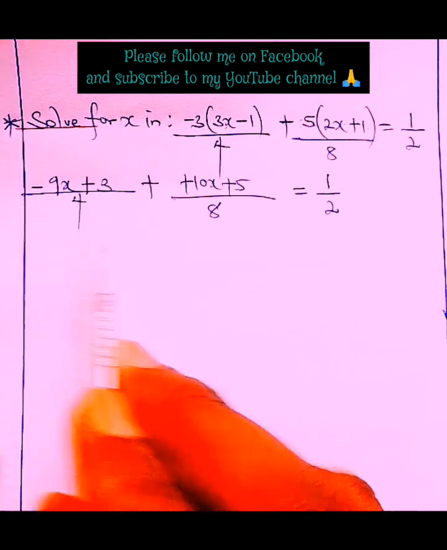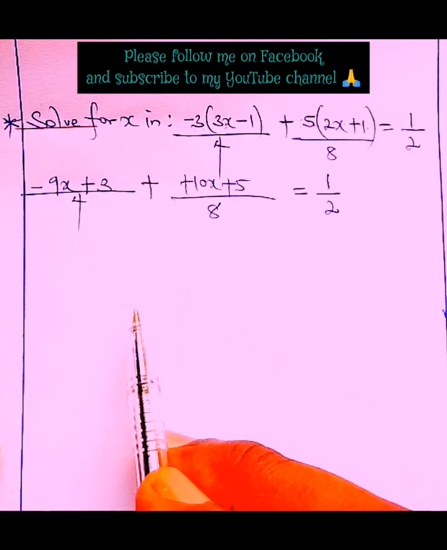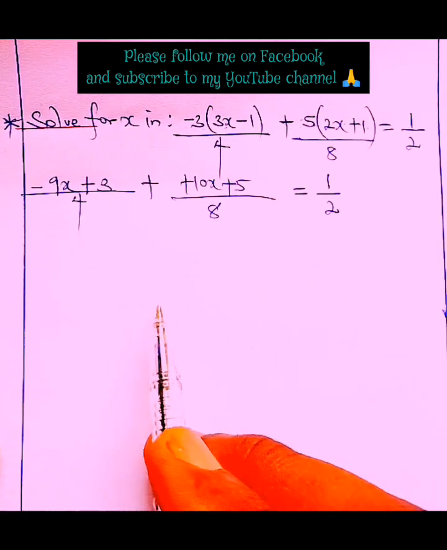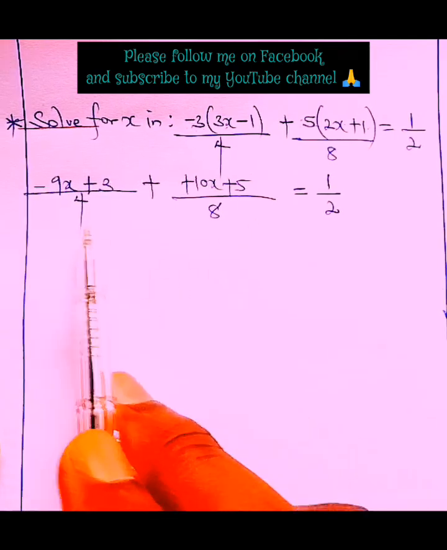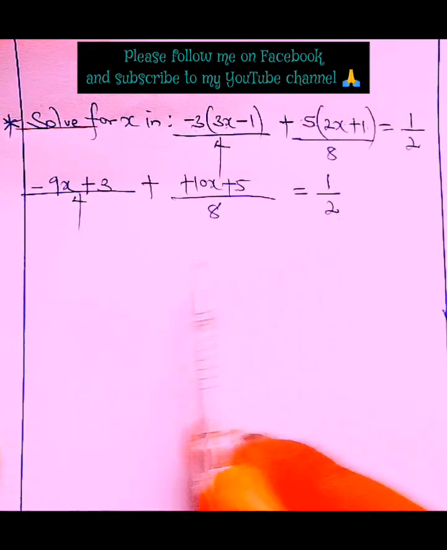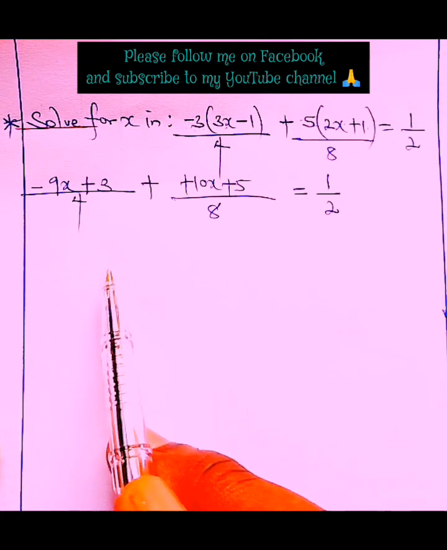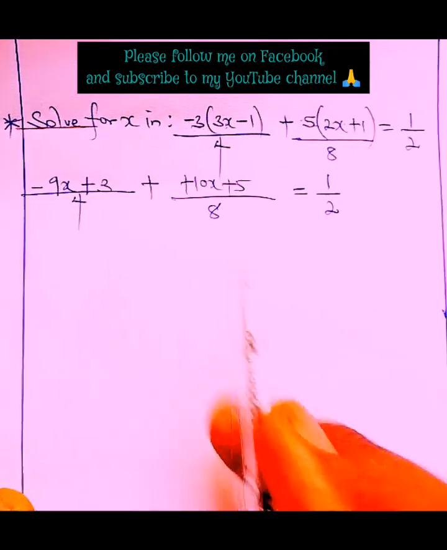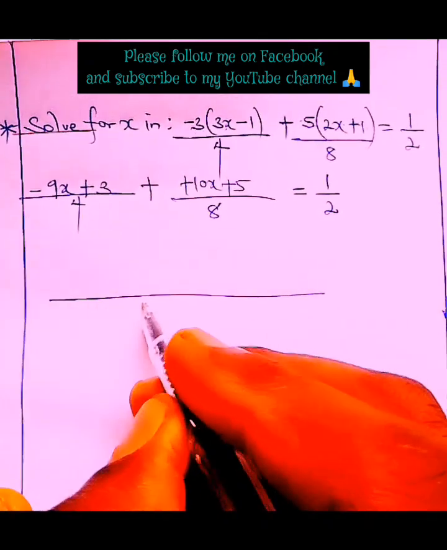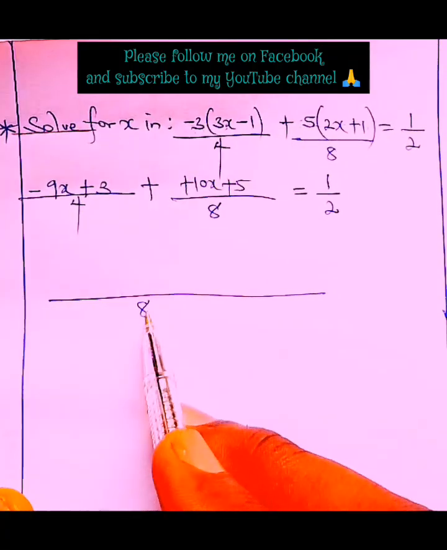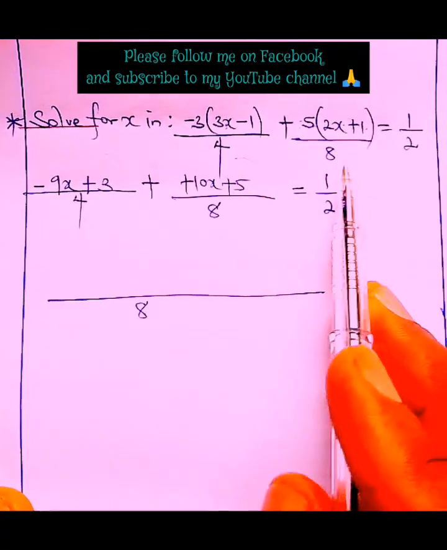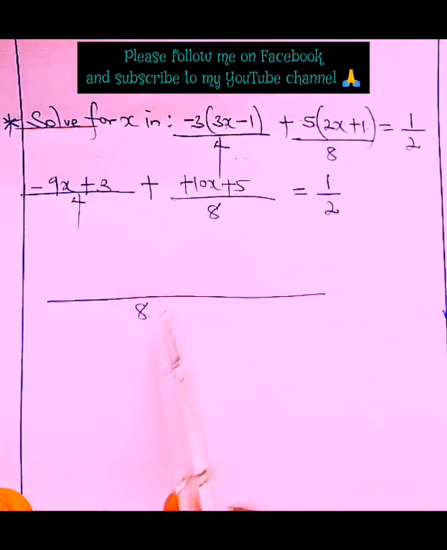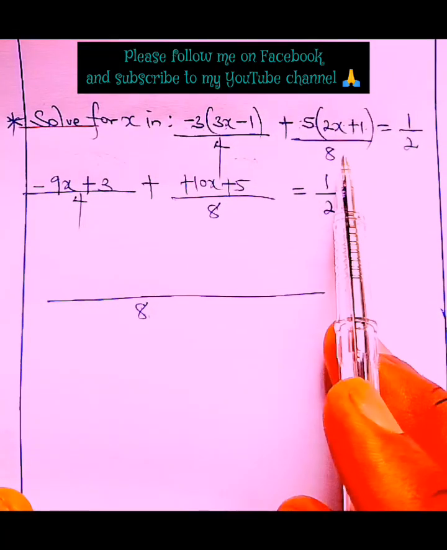Now, what's the LCM of 4, 8, and 2? LCM is something that we should know. It's very simple: the lowest common multiple. So for this set of values, 4, 8, and 2, the smallest common multiple is 8. So we're going to write our 8 here. We're going to use the 8 to multiply each of these quantities. You understand? So 8 will multiply this, 8 will multiply this, 8 will multiply this.